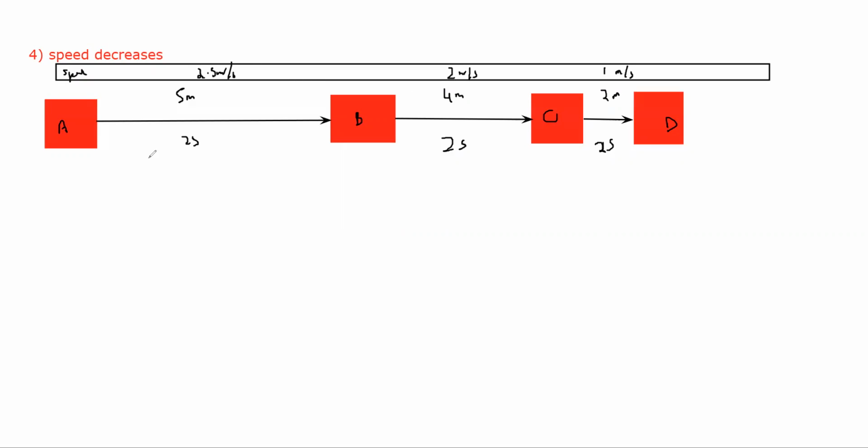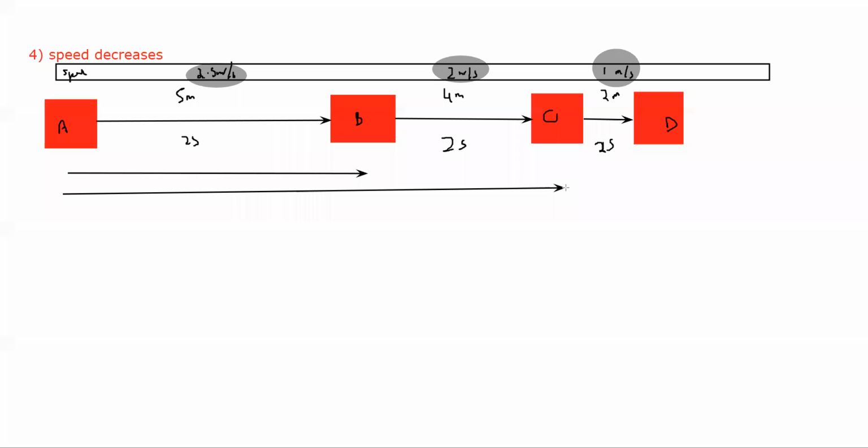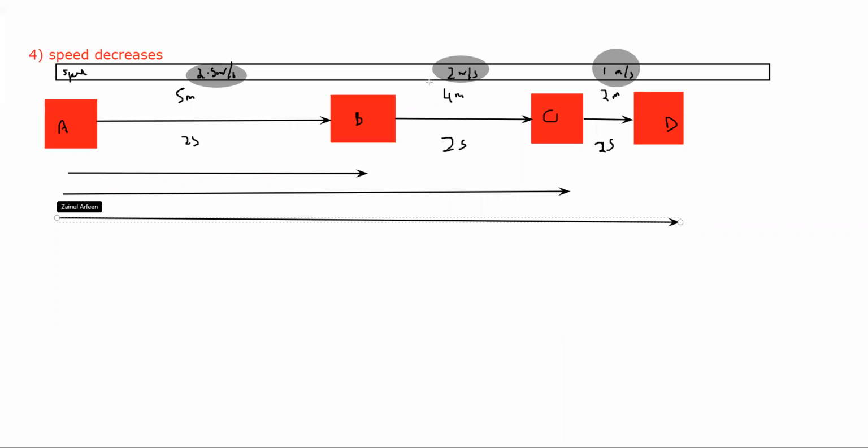But what about the distance? So moving from A to B, these are the speeds. But when I say the distance, first it moved from A to B, then total distance from A to C, and then total distance from A to D. So the total distance from A to B is equal to 5 meters, from A to C is equal to 9 meters, and from A to D is equal to 11 meters.